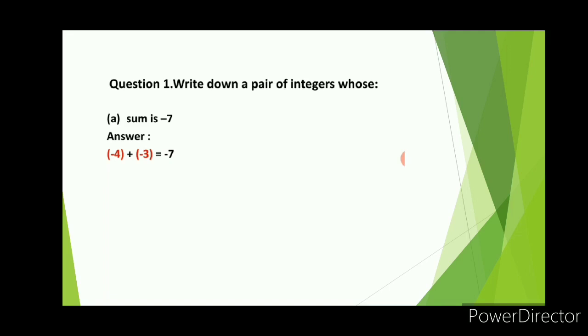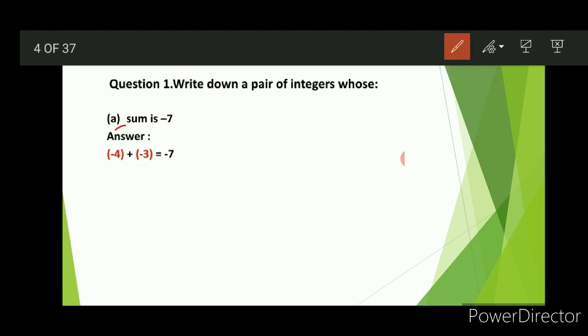In the question, it is mentioned sum. Sum means in between the numbers there will be a plus sign. Any number you can write, but in between the numbers there should be a plus sign, because the question is a sum is -7, right?